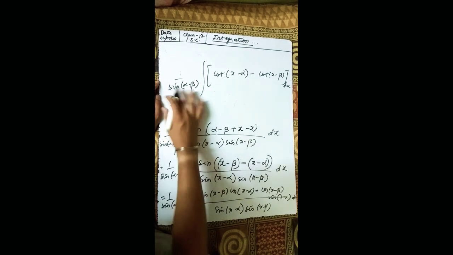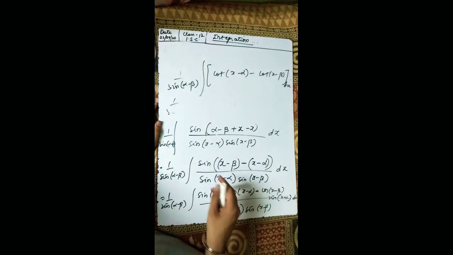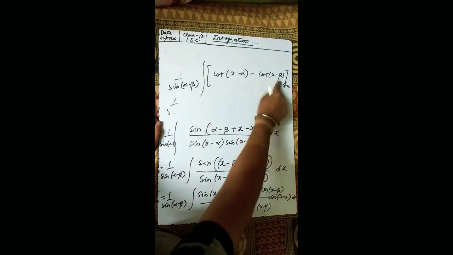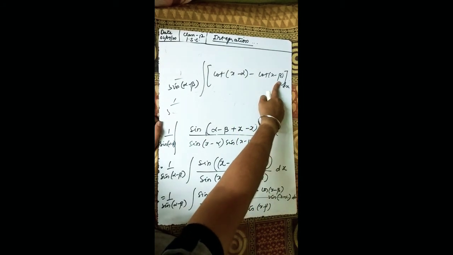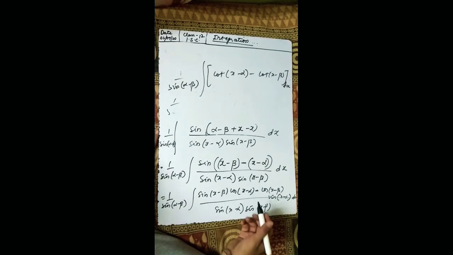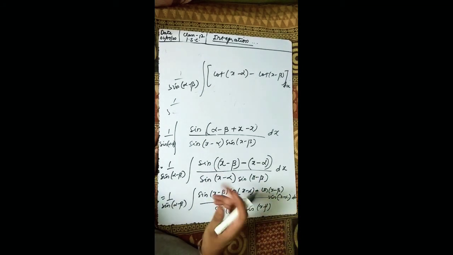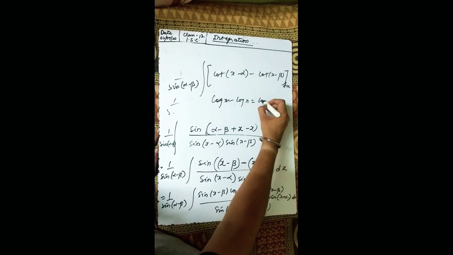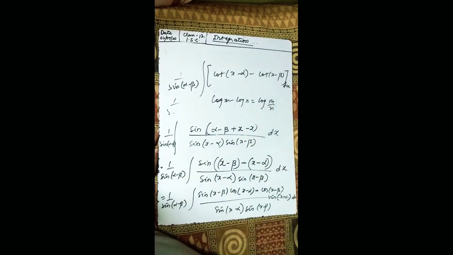So 1 upon sine alpha minus beta, integration of cot x minus alpha is what? Log of sine x minus alpha minus log of sine x minus beta plus c. That is the final answer. Or you can use the log property also. Log m minus log n is what? Log m by n. Okay, that's it.